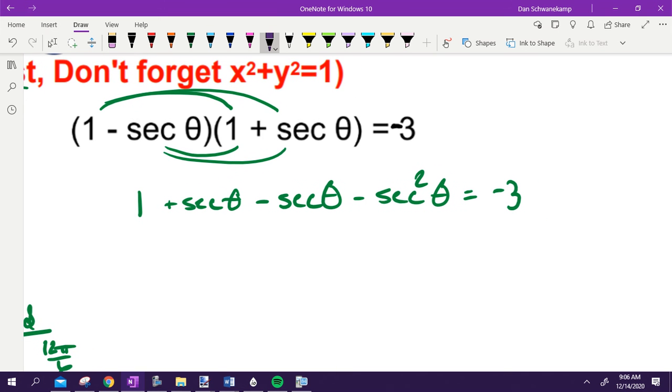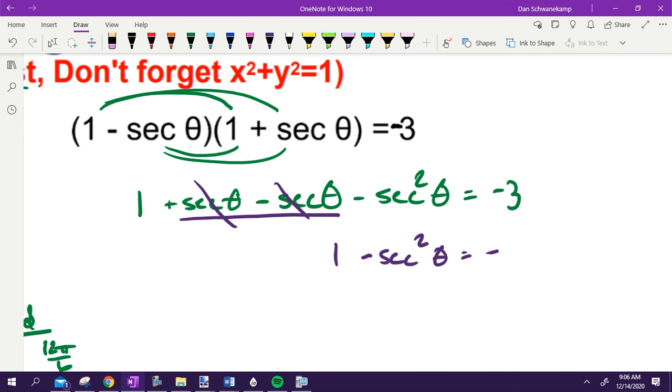Megan C., what can I do next? Okay, so what happens with these two guys? Bye-bye. We could add the 3 over. I'm going to move the 1 over, but you're not wrong to do that. So I get negative secant squared theta equals -4. Everybody good to hear?